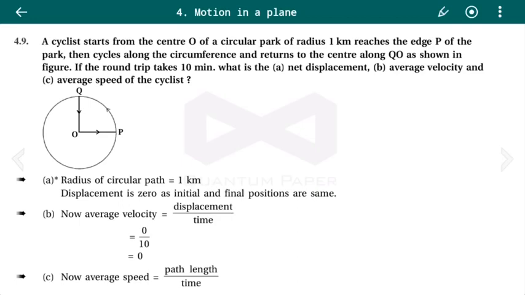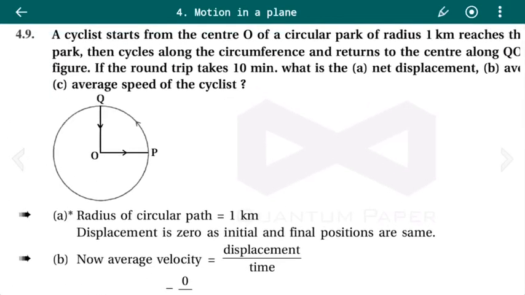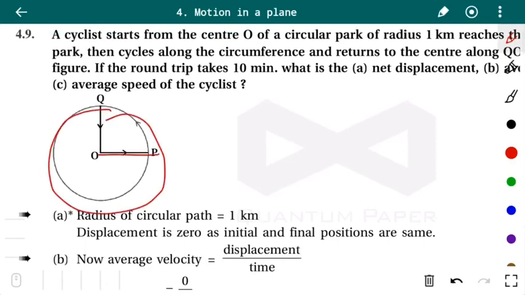Numerical number 4.9. A cyclist starts from the center O of a circular path of radius 1 km, reaches the point P of the path, then cycles along the circumference and returns to the center along QO as shown in the figure. If the round trip takes 10 minutes, what is the net displacement, average velocity and average speed of the cyclist? So here we are having a circular path and its radius is 1 kilometer.